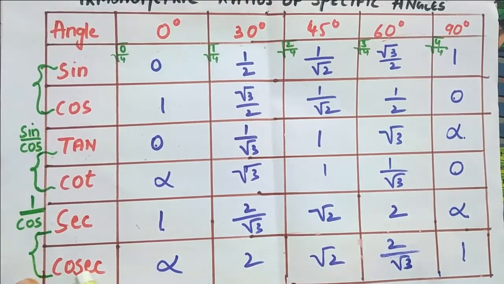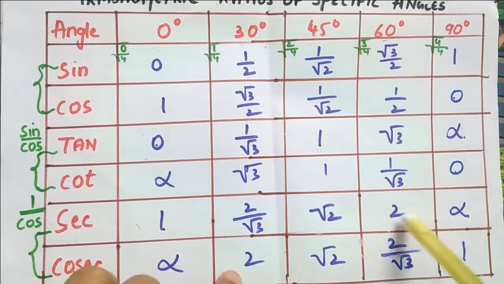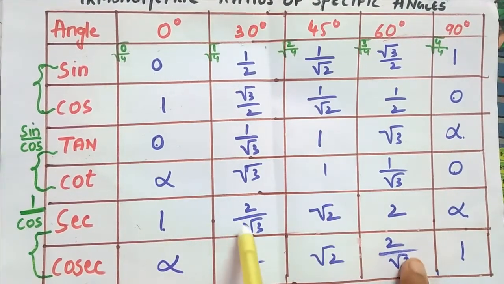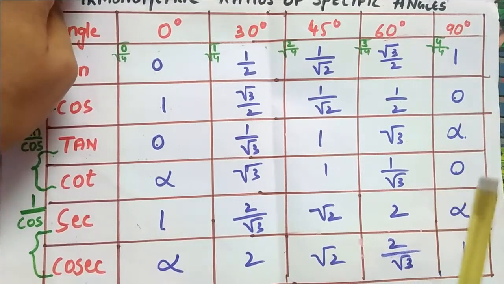Now what is cosecant? Simple. We need to swap. It is infinity, 2, root 2, root 2 by root 3 and 1. This is the easiest way to remember this table.